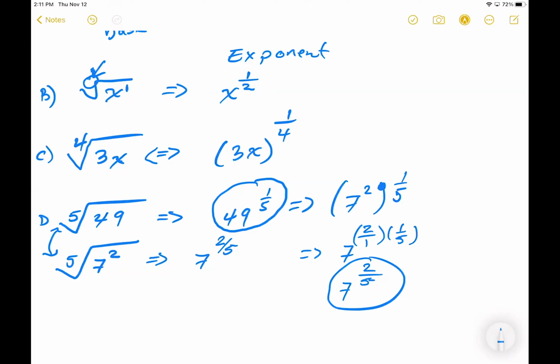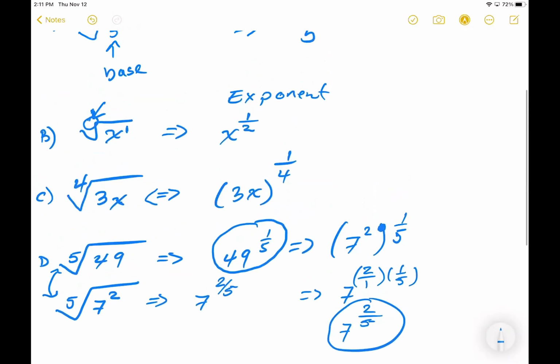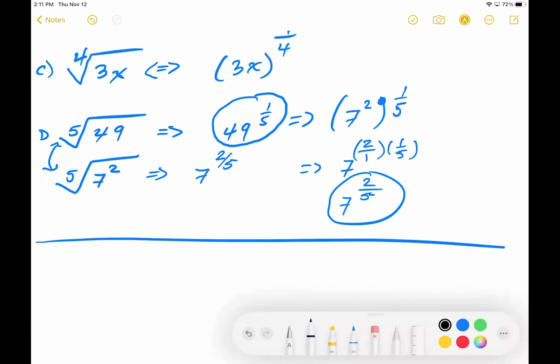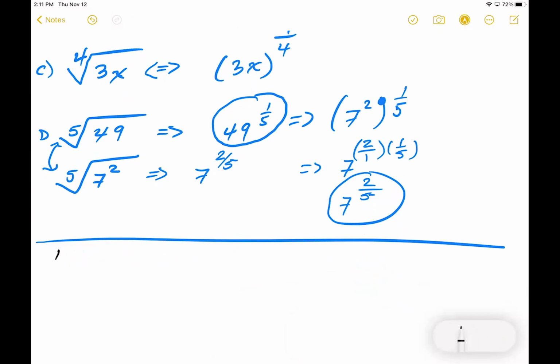If we have this item, you can convert to an exponent or vice versa. First of all, the question is how to convert from radical to exponent. Now, if we don't have that, and if they ask us to rewrite the other way around, to rewrite this exponent to a radical, in the form of the radical.